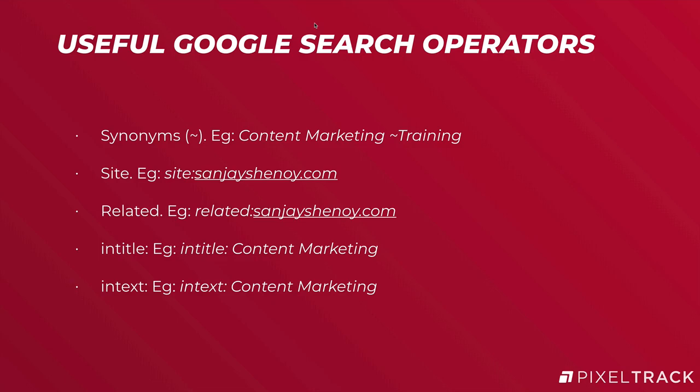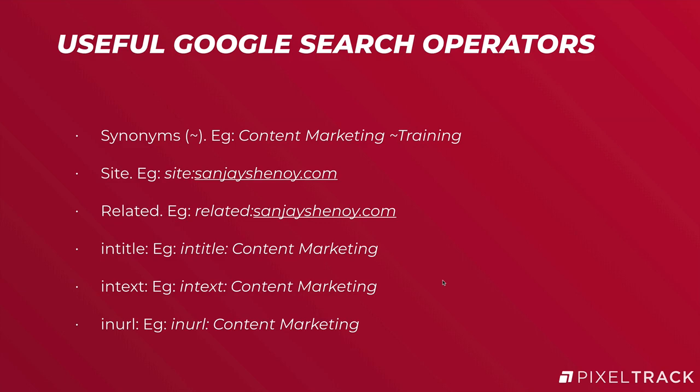I also use in text. This is exactly the same as in title, but it'll go and look for keywords in the text. One more search operator to the arsenal is in URL colon, then put your keyword, and again it'll show all the websites which have the keyword in their URL. So these three things pretty much do most of the job in getting you very relevant results for the information that you're looking for.